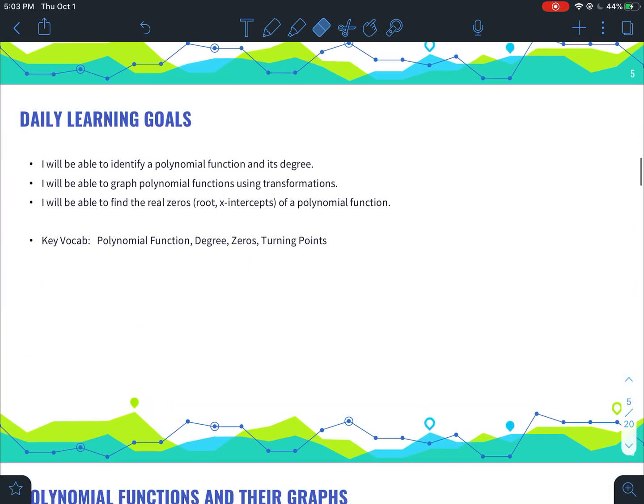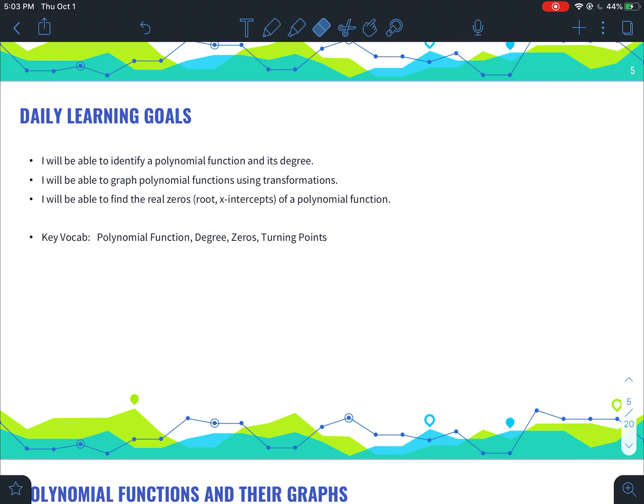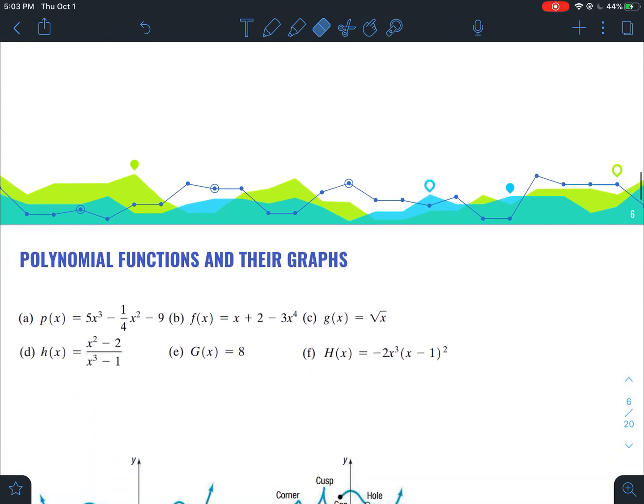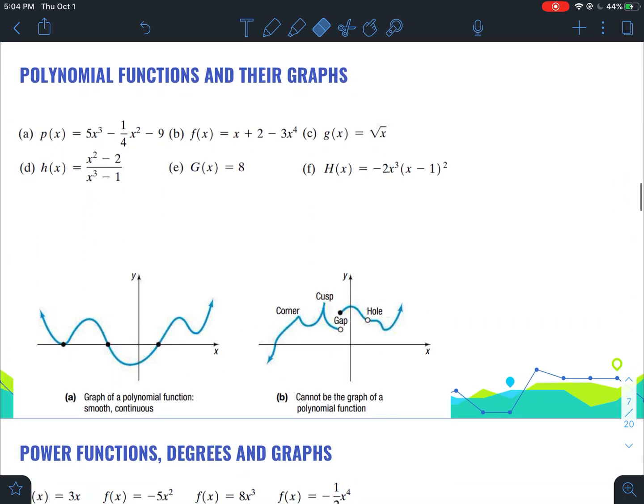So in class today, we are going to talk about polynomial functions: what makes a function a polynomial function, how to tell what its degree and end behavior are, how to graph them using transformations, or how to find their real zeros, which are another way of saying their x-intercepts or roots, and how to talk about the end behavior, turning points, and how to graph them and write the equation for polynomial functions. So what makes something a polynomial function, and what makes it not a polynomial function?